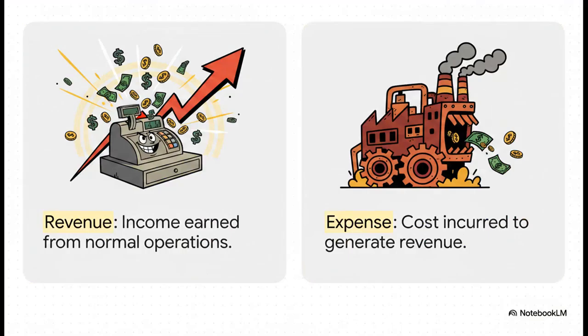Now, let's contrast those items with your day-to-day operations. Revenue is basically the lifeblood of the whole thing. It's the income you earn from your normal, everyday activities, like making sales or doing client services. An expense, though, is the unavoidable cost you have to incur strictly to generate that revenue. We're talking rent, electricity, paying your staff. The exam trap here is super simple. If a scenario asks about income from operations, you know that's revenue. If it asks about the cost of running the business, that's your expense.